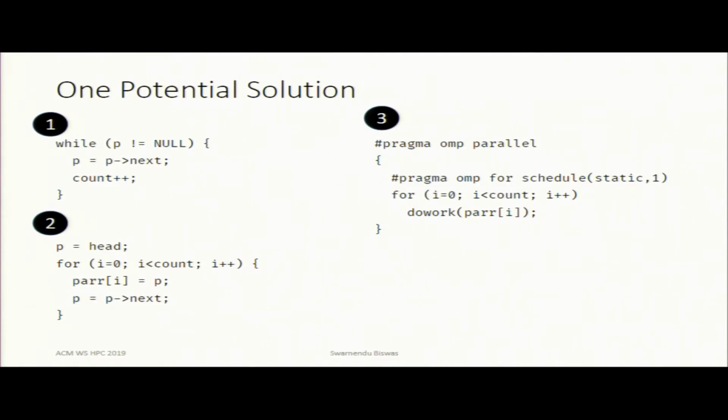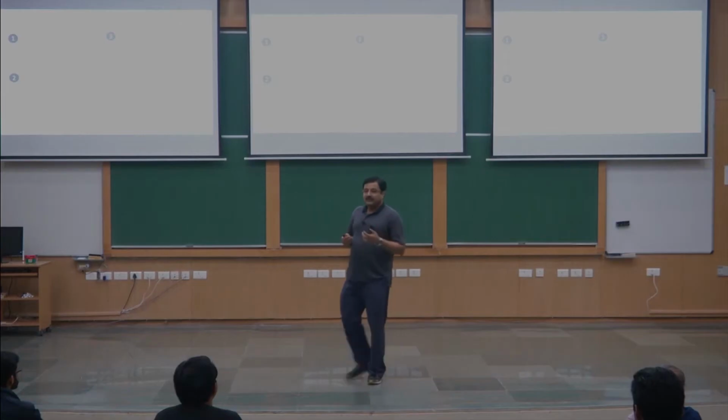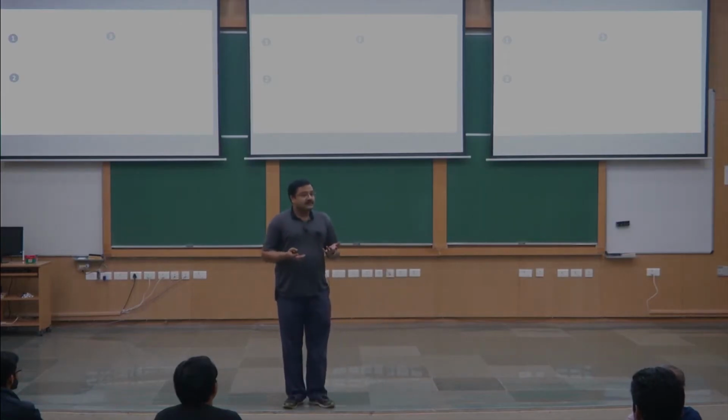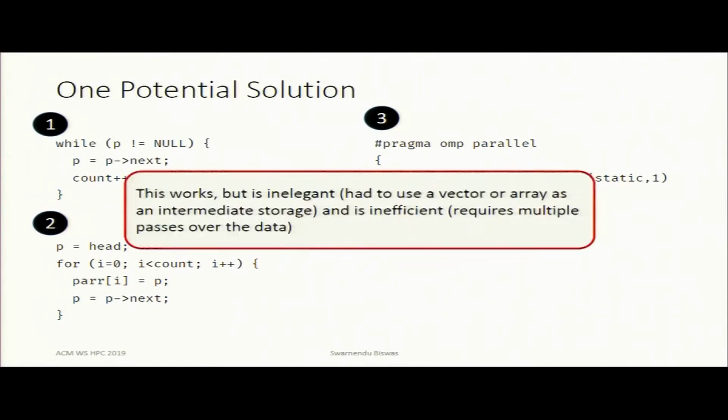Because I am having to iterate multiple times over the linked list, as some of you are pointing out, and then I also need this additional storage that I am having to introduce, right? So in short, this works, but this is a lot of work, right? So this is inelegant. So these are situations where you can use the task concept in OpenMP to try and get around writing this complicated code or complicated logic.